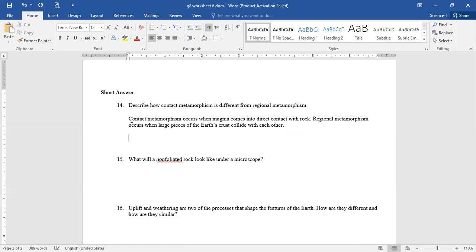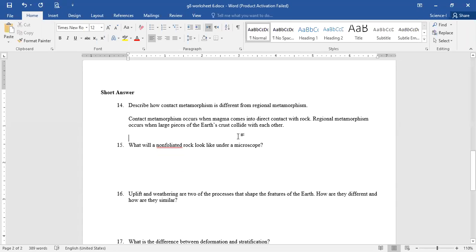So here we can say a simple answer like this: contact metamorphism occurs when magma comes into direct contact with a rock. Regional metamorphism occurs when large pieces of Earth's crust collide with each other and produce large pressure. So you can write it in your own words. You shouldn't stick to the same words I wrote. You can write it as you want.